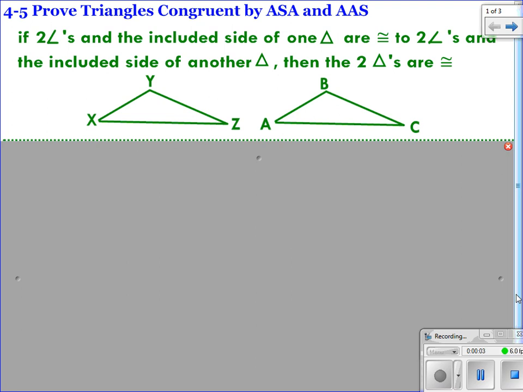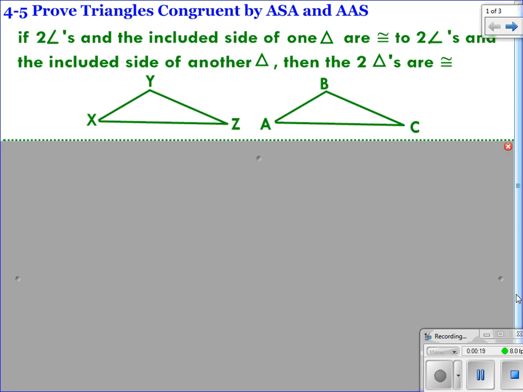Okay, so we're learning the last two shortcuts today. You can see them in the title. Let's read through the first sentence and figure out which one we are looking at. Two angles and the included side of one triangle. Remember we talked about included in the last section, the one right in between.